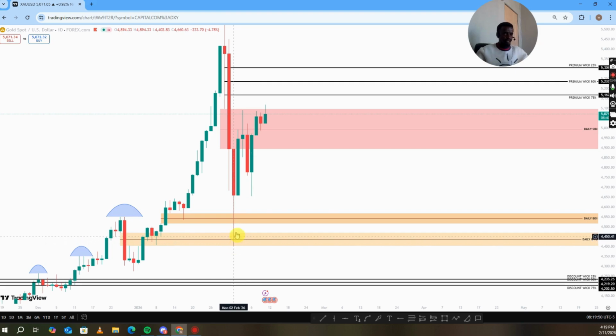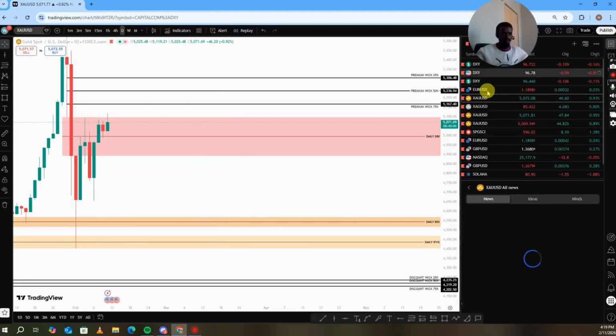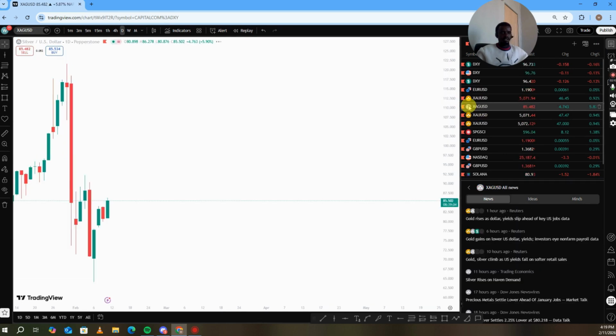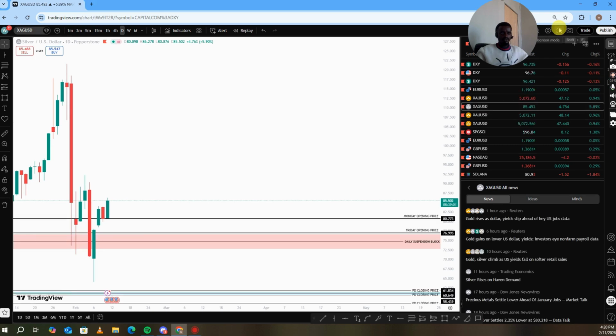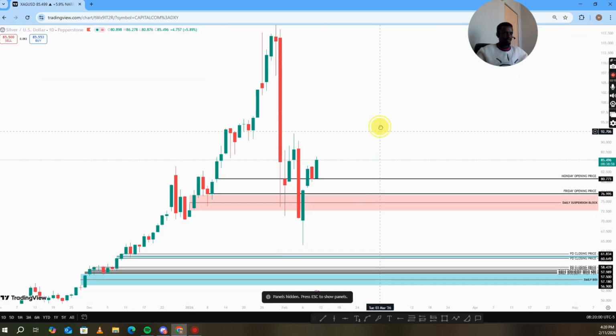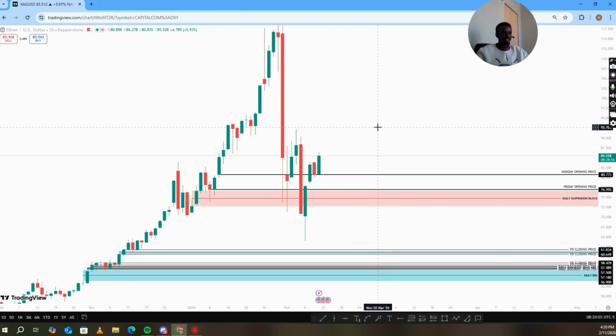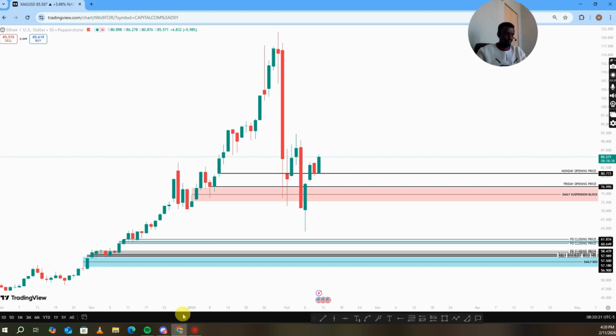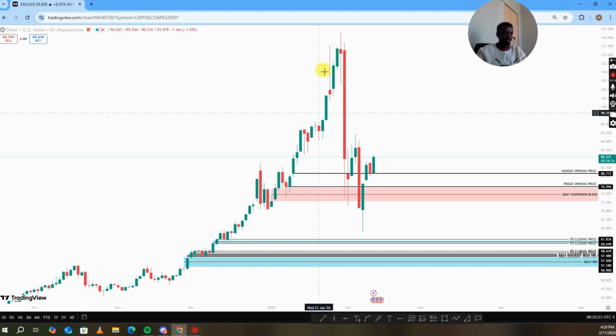Now, real quick, let's look at silver. Remember, silver and gold are like twin sisters. So whenever you want to do your relative strength analysis, that is if you want to decide where to put your money, if you're trading gold, it's always prudent to look at what silver is doing. So as you can see, at the same time, silver equally had a similar retracement.